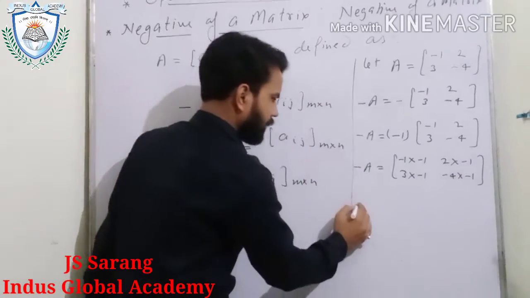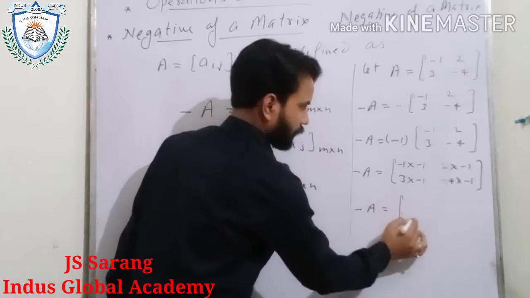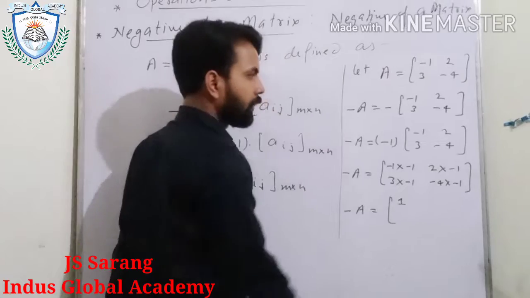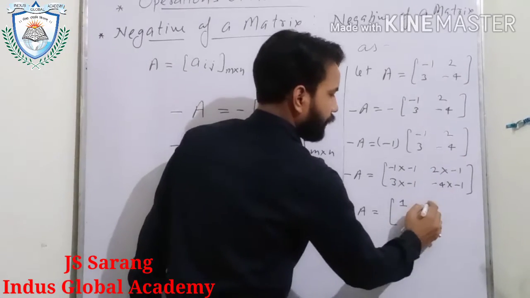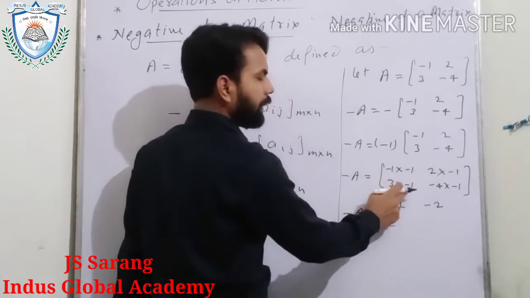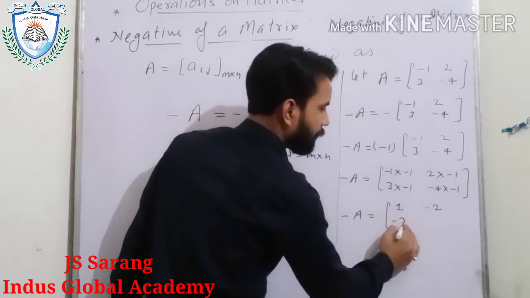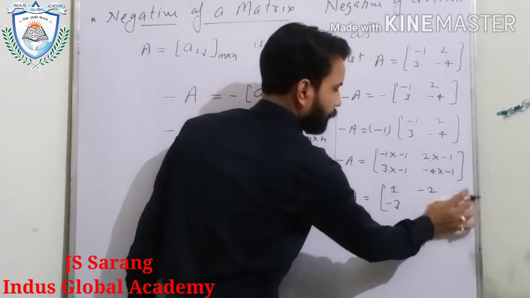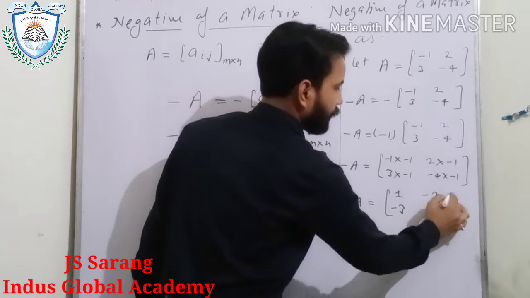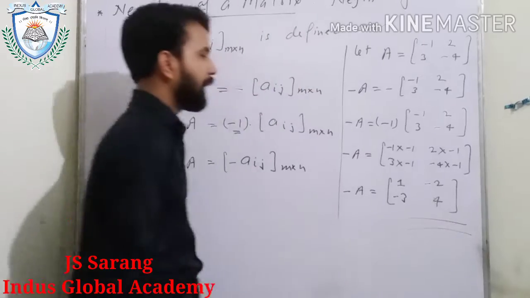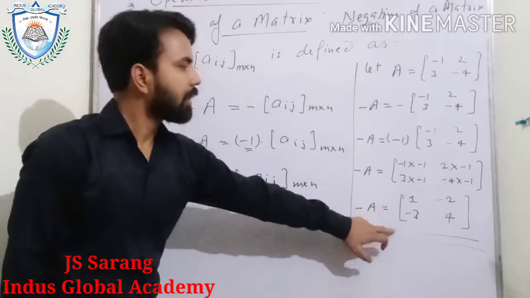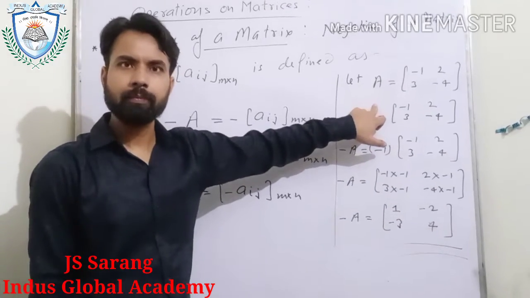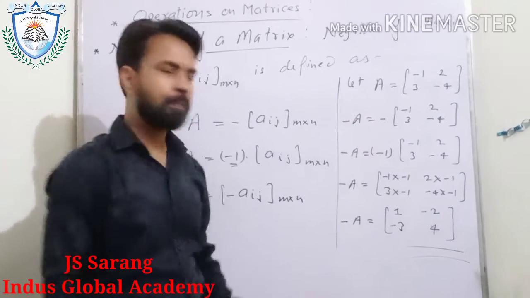So minus A equal to negative 1 into negative 1, it will be positive 1. 2 into minus 1, that is minus 2. 3 into minus 1, this will be minus 3, and minus 4 into minus 1 gives you 4. 4 ones are 4. So this matrix will be defined as the negative of matrix A. Understood? Hope it is clear to everyone.